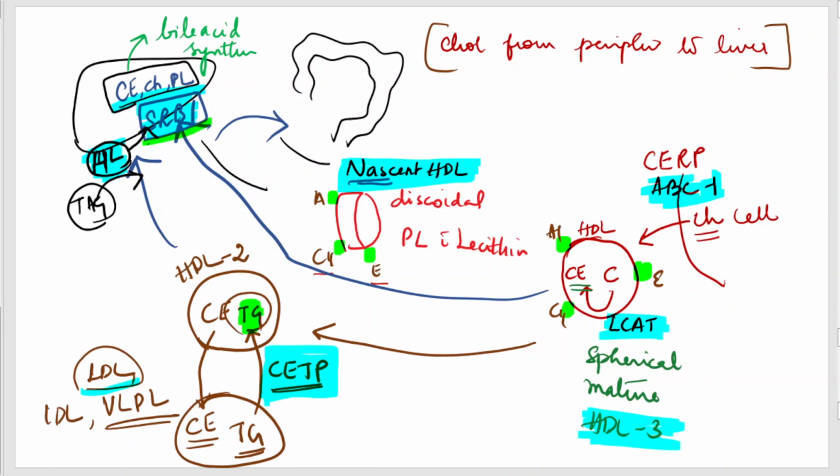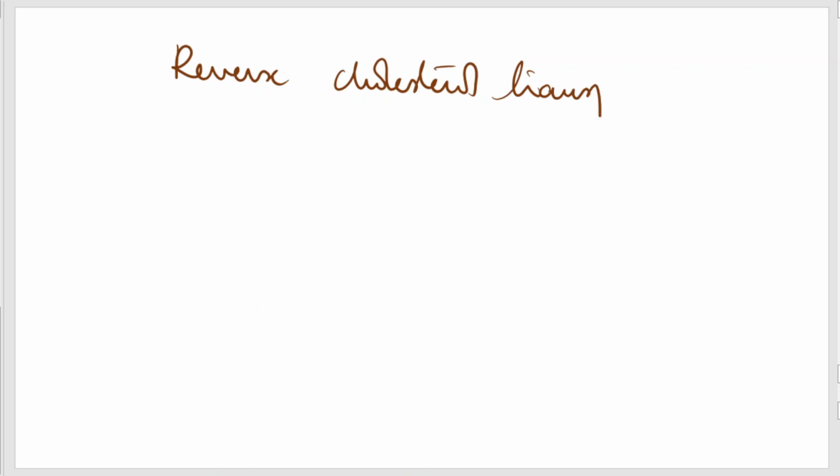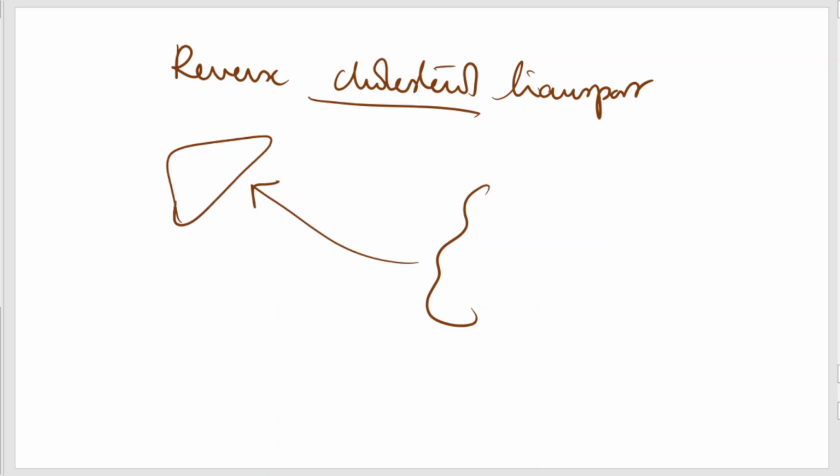So what is the whole of this metabolism called? The whole of this metabolism is called reverse cholesterol transport, because we are transporting cholesterol from the peripheral tissues to the liver. So this is called reverse cholesterol transport.